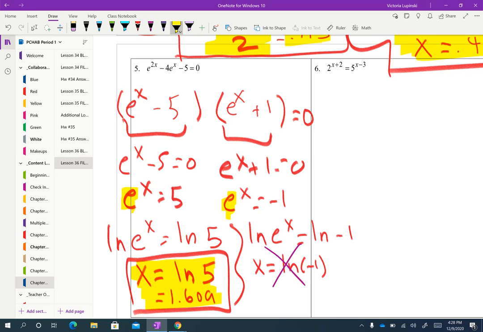So just like in the past, you might have to potentially be rejecting solutions if it gives you the log of 0 or the log of a negative. Had you gotten both negative logs, then it would be no solution. But because of the fact that there is one, that is the answer.